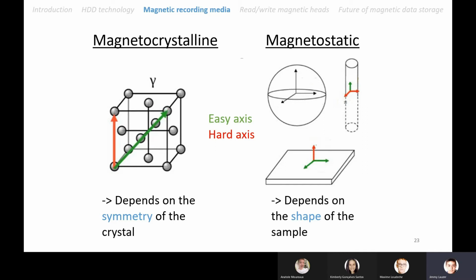The magnetocrystalline example doesn't give clear information since there are many directions possible, but the shape example shows that there is a tendency to favor the direction in the plane for the thin film or along the needle, for example. We also see that the one in the sphere is null.